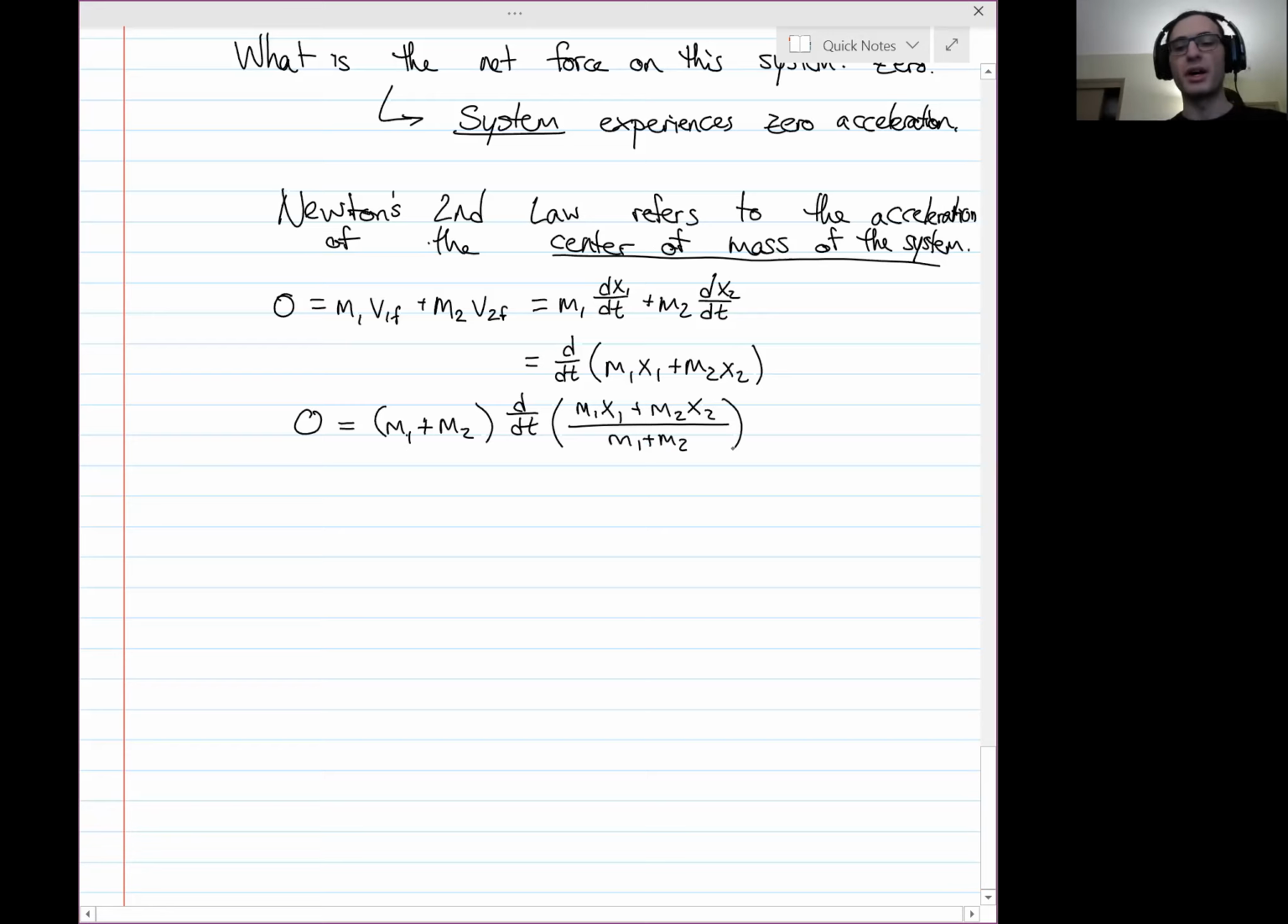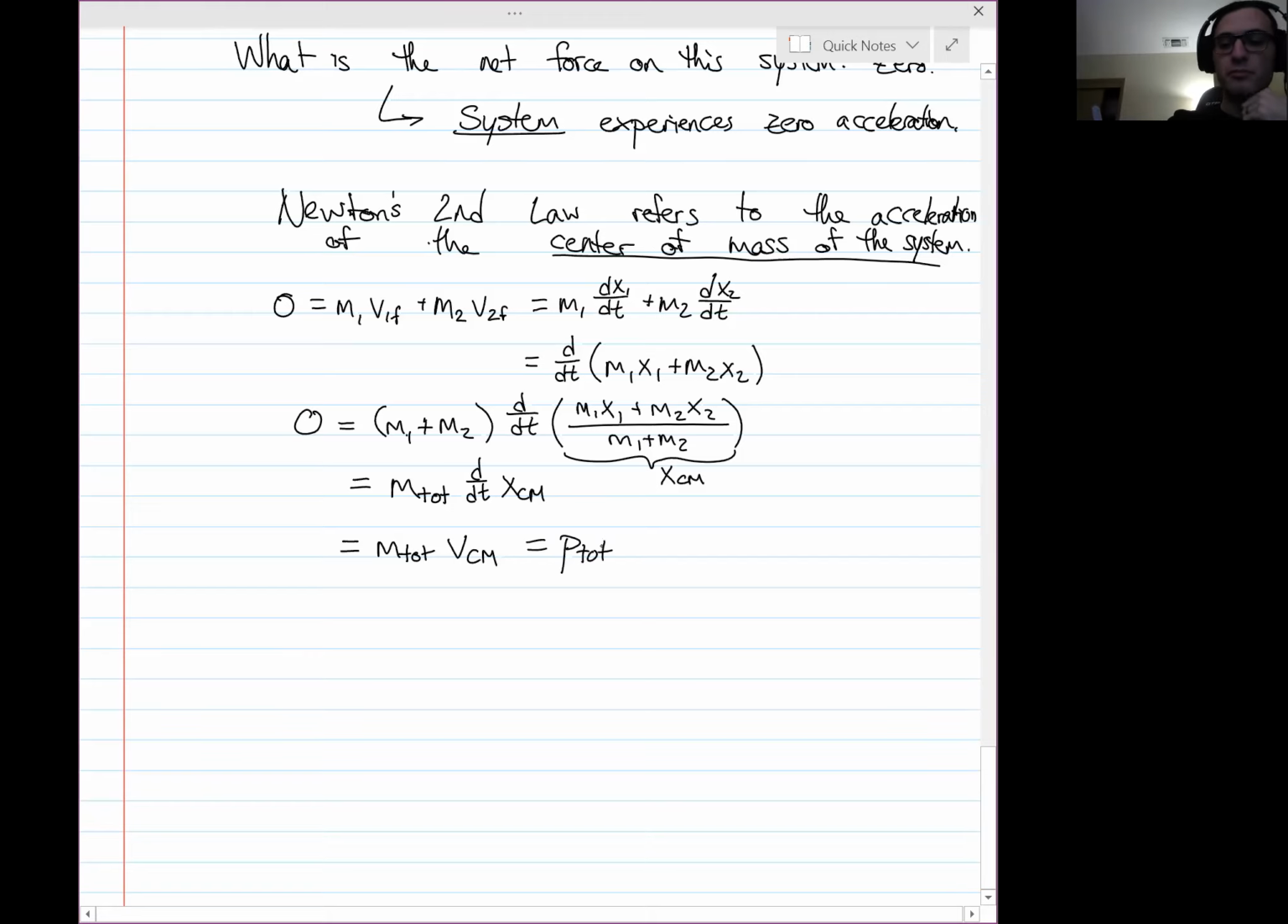I multiplied and divided by m1 plus m2 just to get it into the form that I wanted it to be in. So this m1 plus m2 on the outside is m total. That's just the total mass of the system. Hopefully you guys agree with me there. And then this thing is defined to be the center of mass, or the x position, the position in the x direction of the center of mass. So this is equal to the time derivative of x sub cm, or it's just m total times the velocity of the center of mass. And that's defined to be p total. Right.